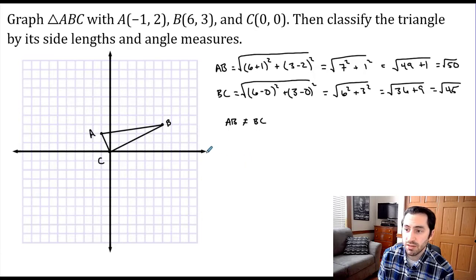Now the other piece that we want to take a look at are the angle measures. The angle at A, I can tell that this is less than 90, so this is acute. Same thing with the angle at B. It's a very small angle, so that's less than 90.